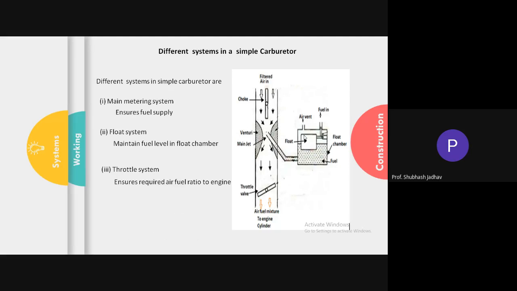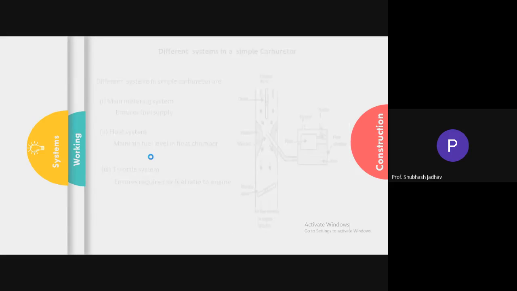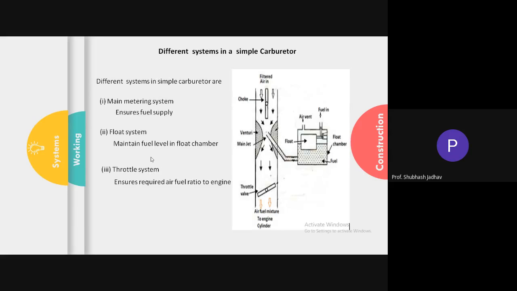Third system is your throttle system. What does the throttle system do? It ensures the supply of the required quantity of air fuel mixture to the engine. Who is doing this function? It is done by the throttle system. So the throttle system ensures that the required air fuel mixture is being supplied to the engine.